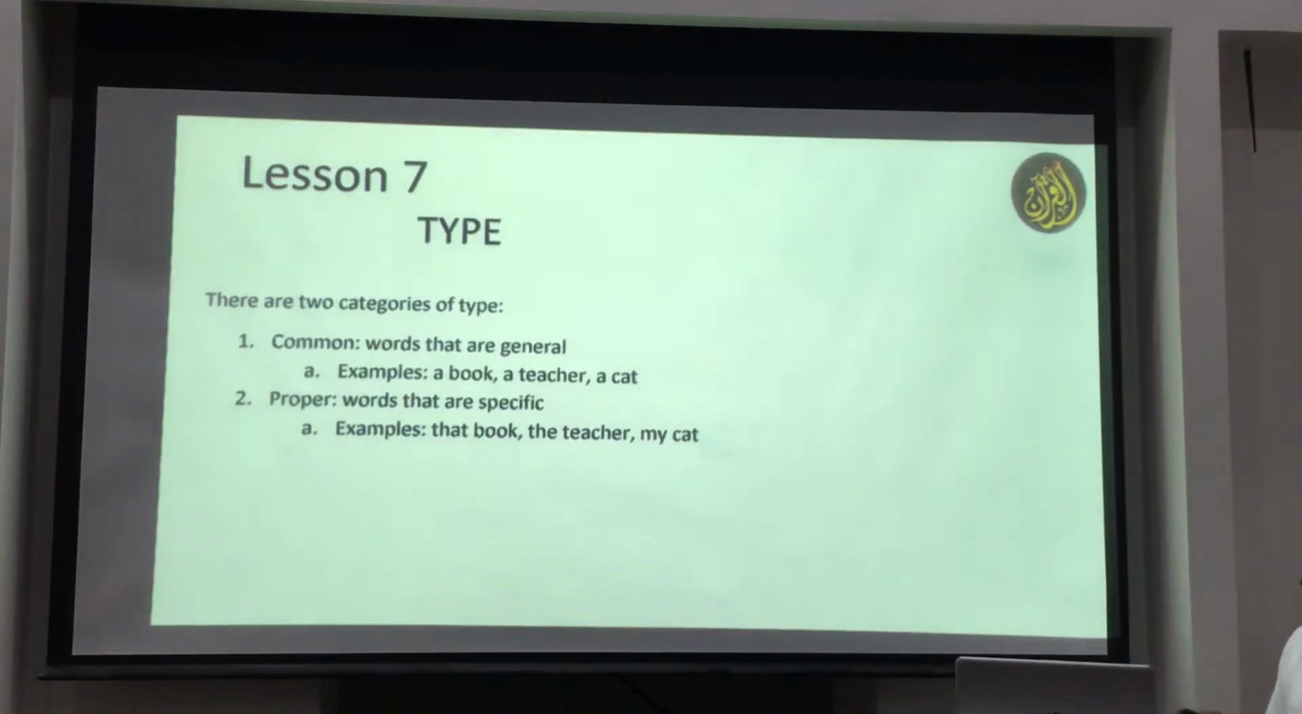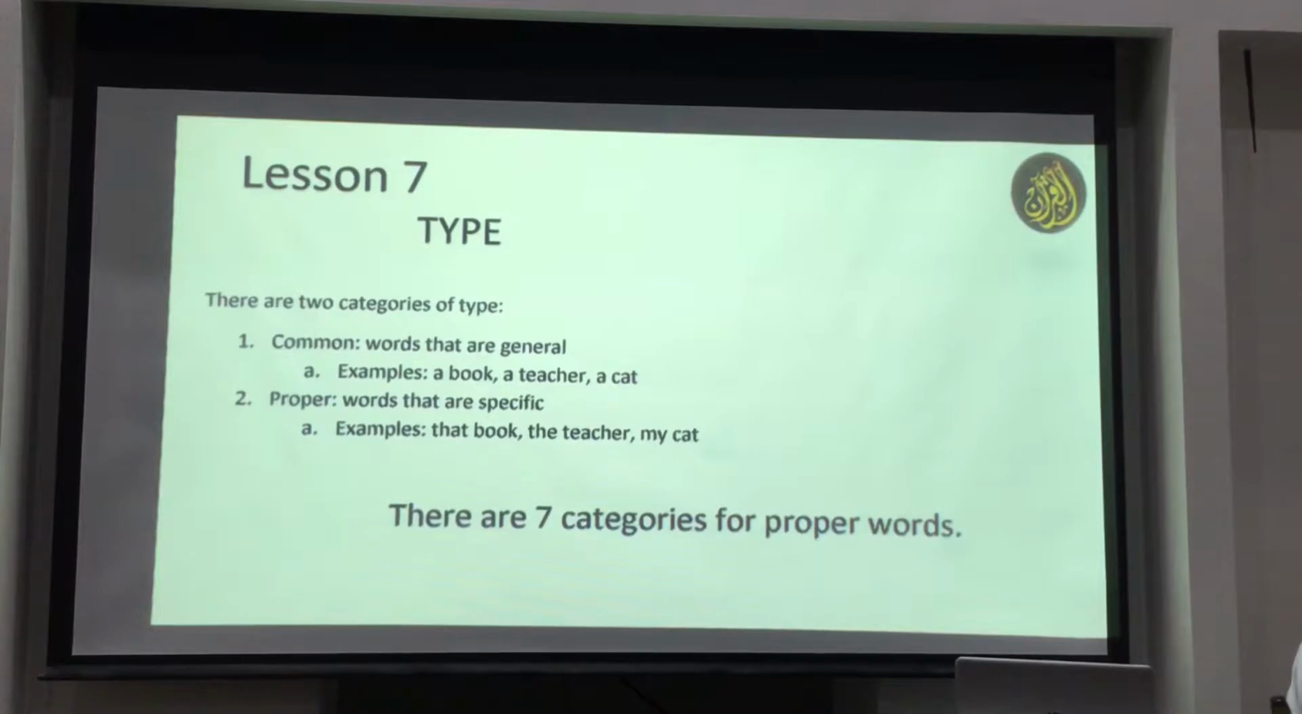The common words are general, for example, a book, a teacher, a cat. It's all general. Proper words are specific, like that book. If we point to that clock, I'm talking about that one, not any other clock. Like the teacher, my cat. My cat is not any other cat, it's my cat, so it's a proper thing. Especially when you talk about something like your car. Your car is parked the wrong way. So your car is a specific car, not every car. Okay, so these are specific things. Now there are 7 categories of proper words, so we have to learn about the 7 categories of proper words.